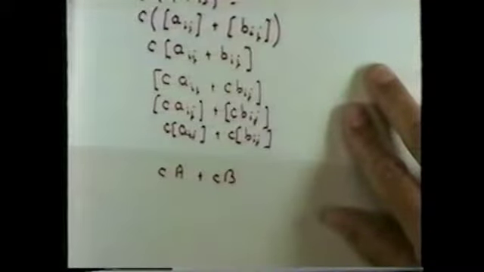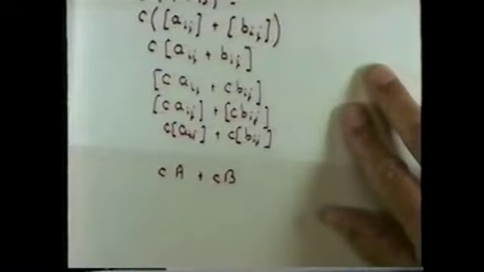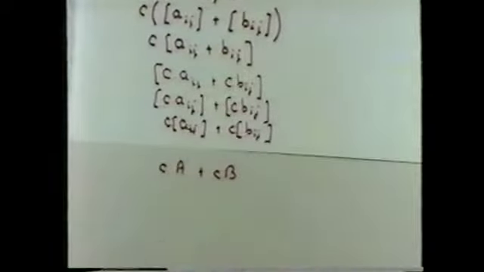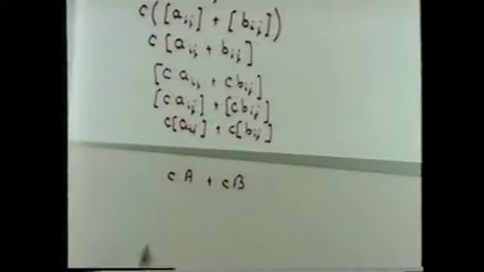So we've completed the proof. I started with the left side, C times A plus B. I ended with the right side, CA plus CB.